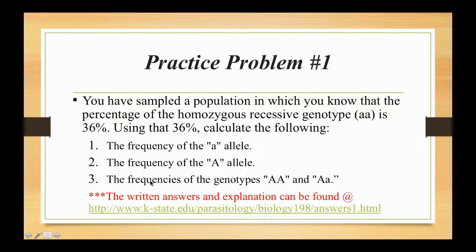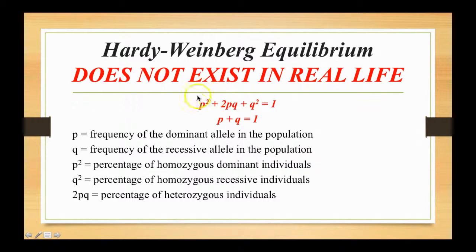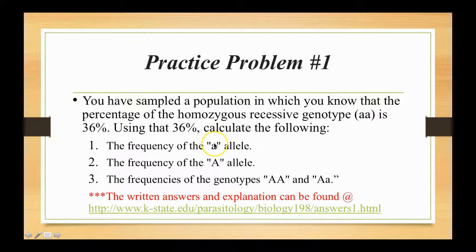And the last question for problem 1 asks about the frequencies of the genotypes big A big A, so homozygous dominant, and big A small a, so heterozygous individuals. To find these two, we have to use number 2 and number 1. We know the frequency of the A allele is 0.4, or 40%, so we just have to square it. Big A big A is p squared, the percentage of homozygous dominant. 0.4 times 0.4 is 0.16, so it gives you 16%.